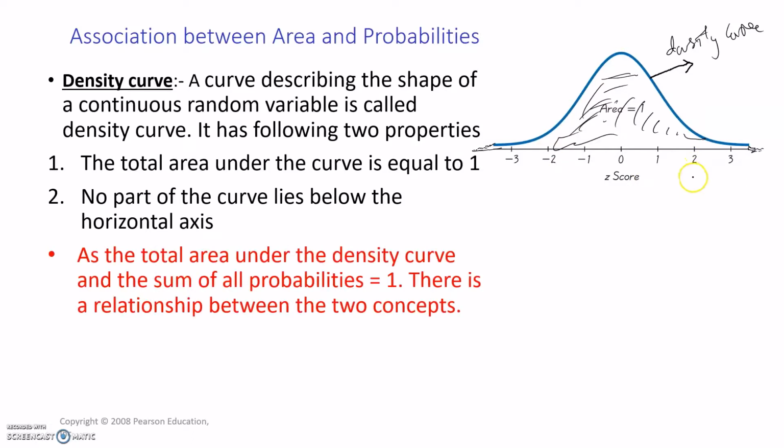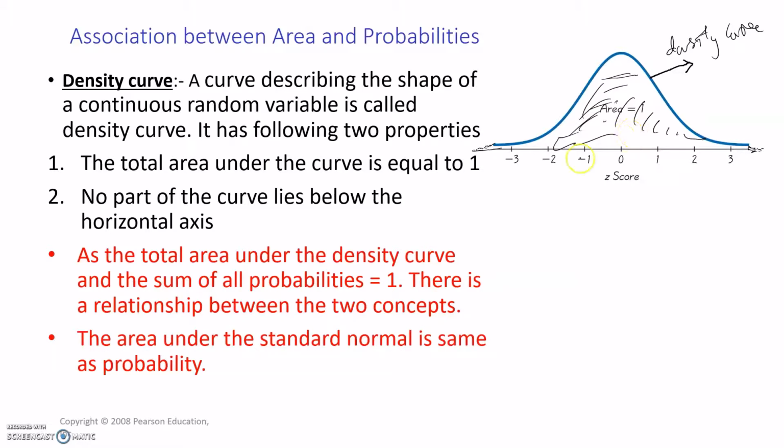Now, the total area under the density curve and the sum of all probabilities. Recall from our earlier discussion, we have seen that for a probability distribution, the sum of all probabilities is equal to 1, and the total area is also equal to 1. So the question that comes to mind is, is there any relationship between these two concepts? And the answer is yes. And what is that relationship?